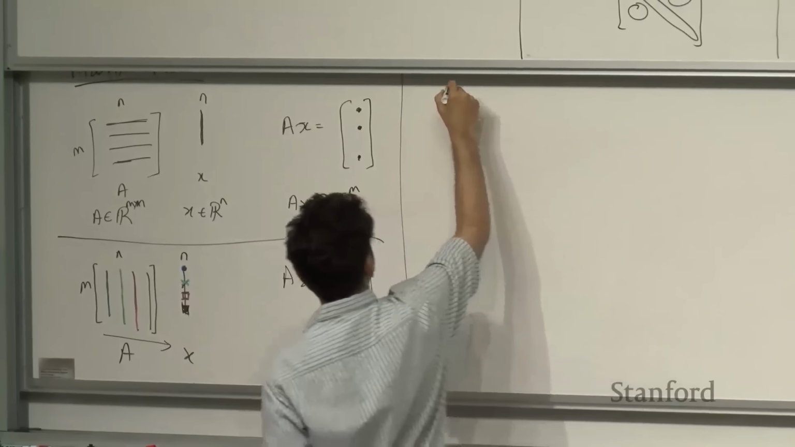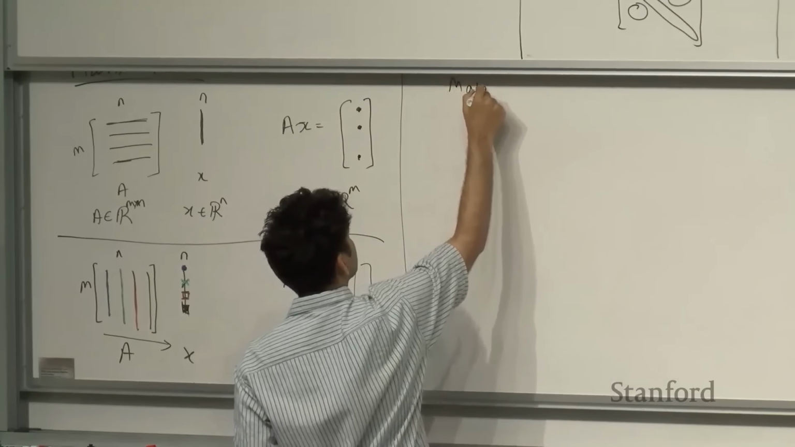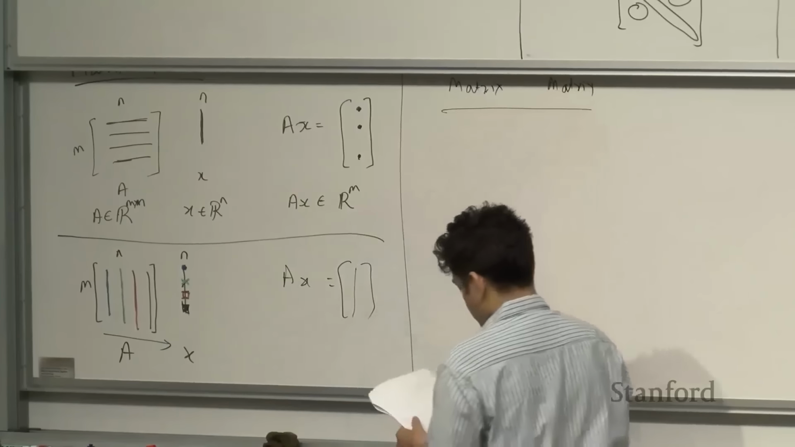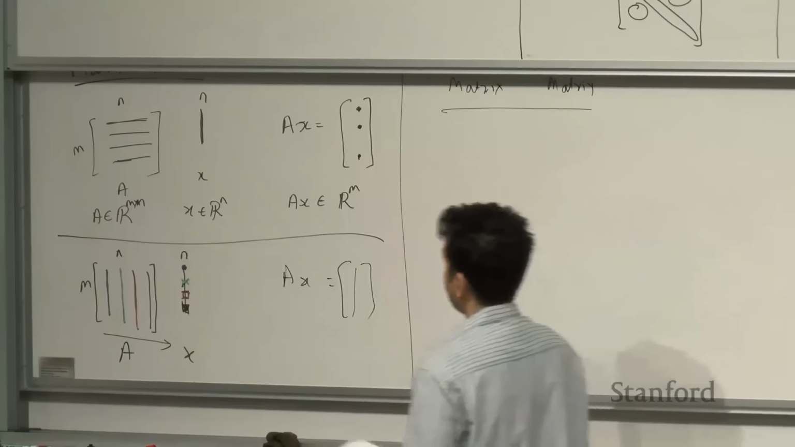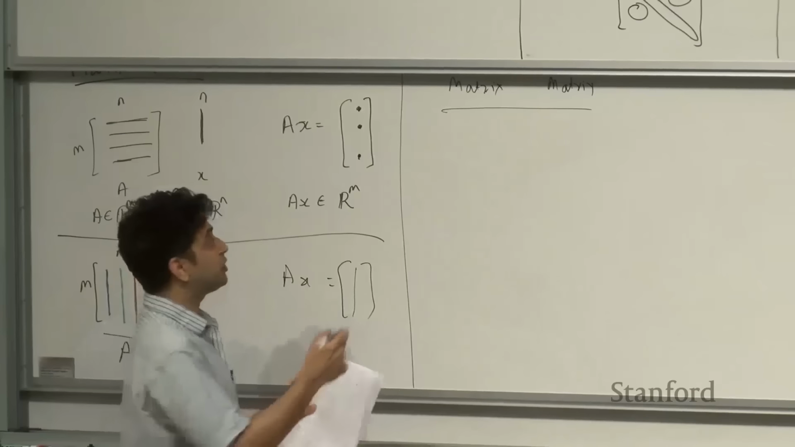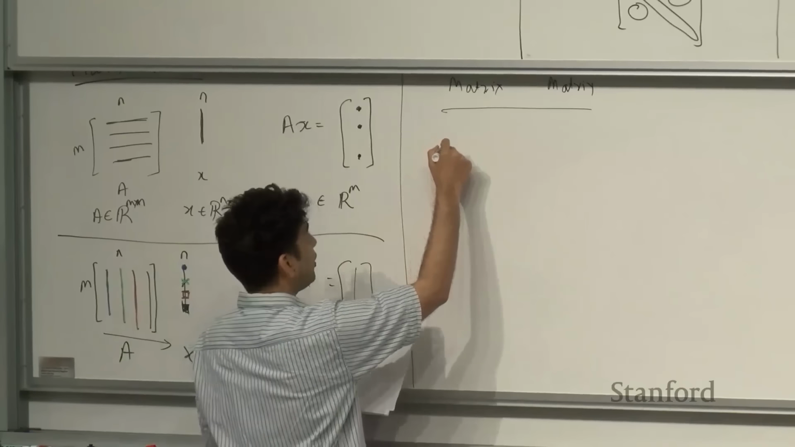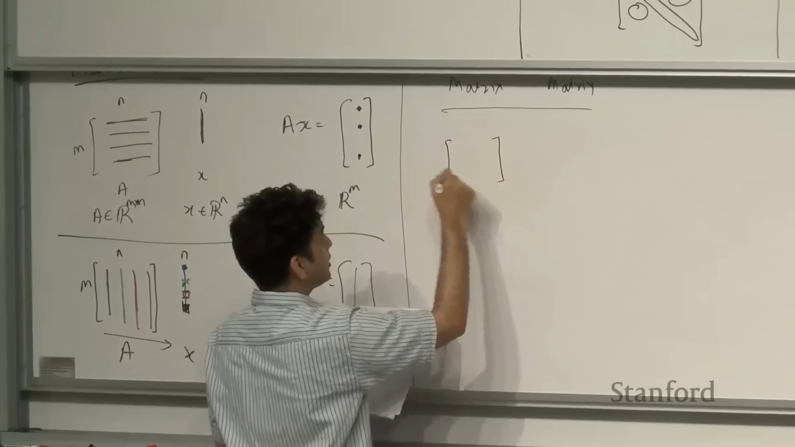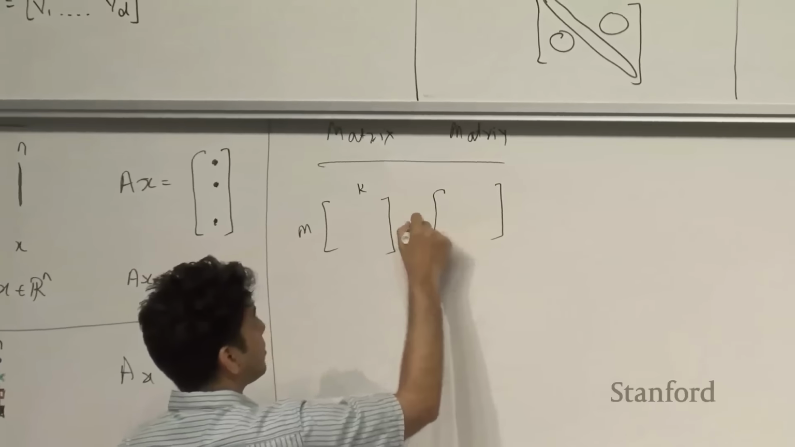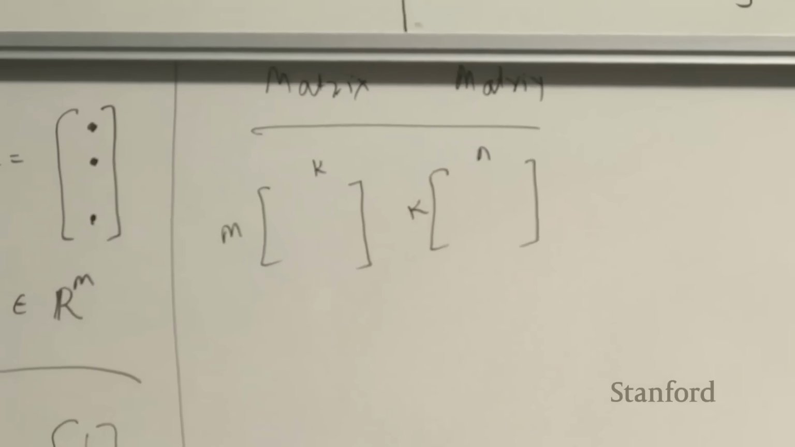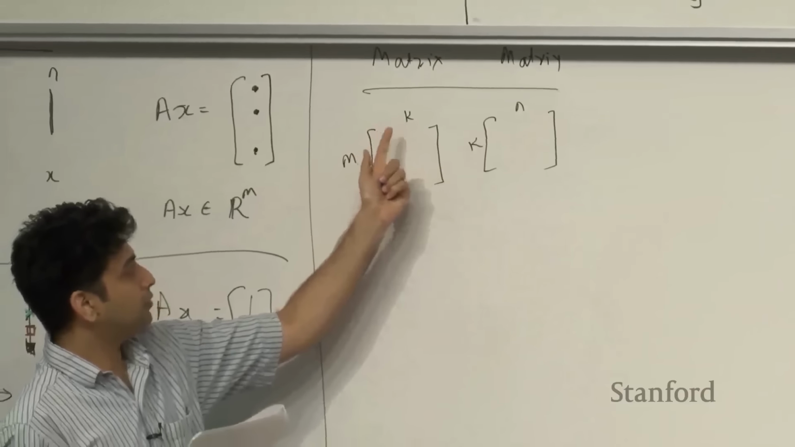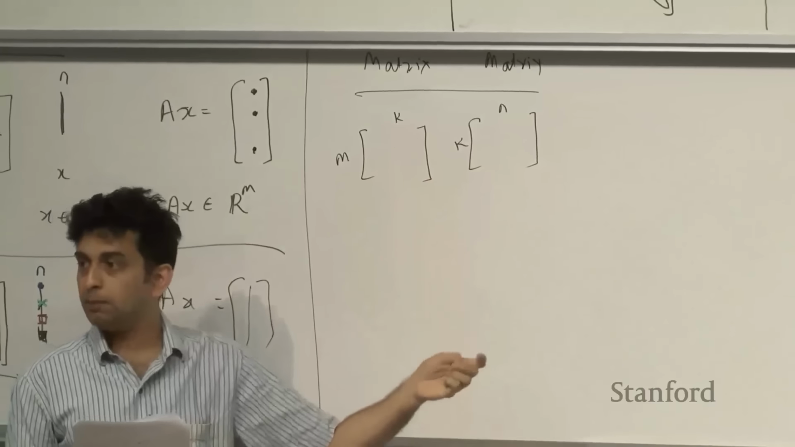And then you have matrix-matrix. So again, for matrices, there are two interpretations of how you visualize the product of two matrices. So let's assume you have two matrices, m by k times k by n. It is important that the number of columns of the first one and the number of rows of the second one are the same, right?